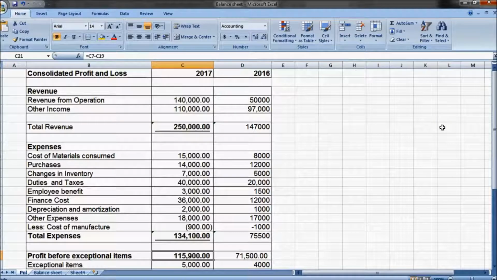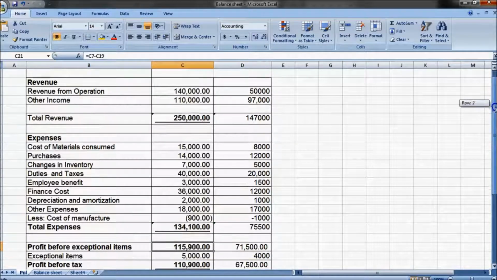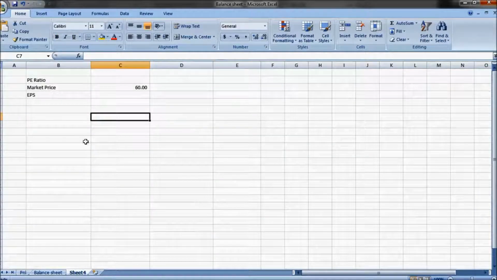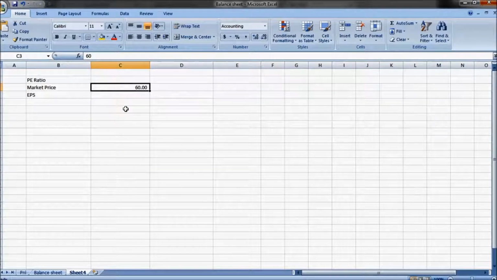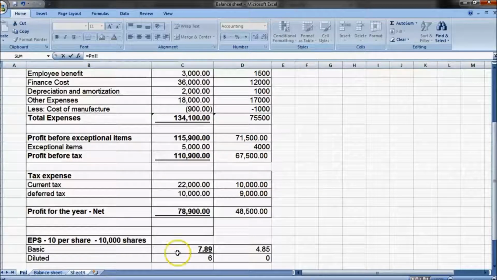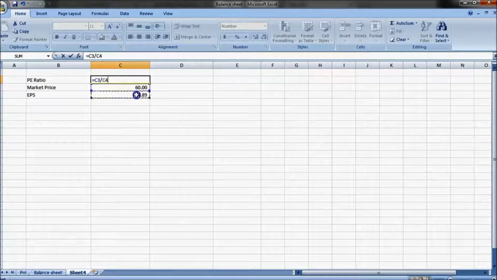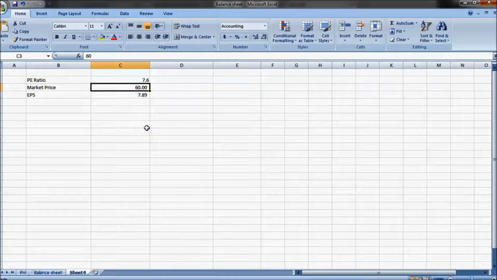Now let's calculate the price to earnings ratio. In order to calculate it, we need to know the market price of the share and the earnings per share. Here, the earnings per share for the latest year I can see as 7.89. For the market price, I take the price at which the share is currently trading, which I can take from any website. I've taken it from, say, Money Control. The earnings per share I take as the latest, 7.89, and the PE ratio that I've calculated is 7.6.